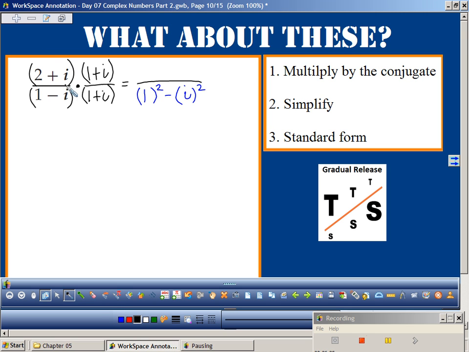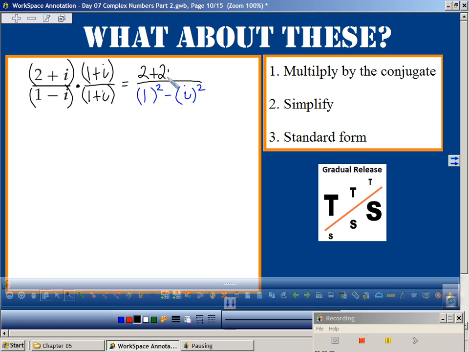So let's FOIL the top. 2 times 1 is 2. 2 times I is 2I. I times 1 is I. And I times I is I squared.